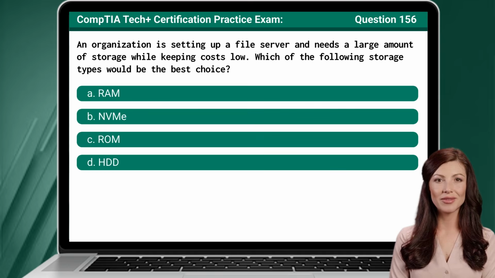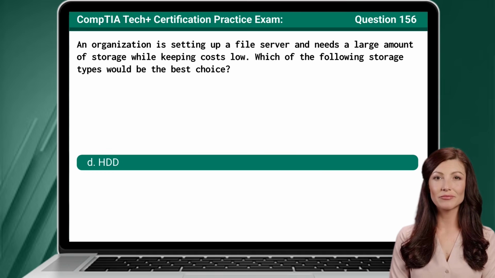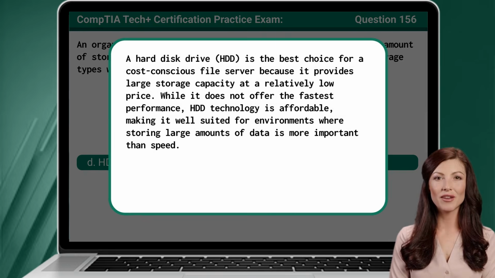The answer is D. HDD. A hard disk drive, or HDD, is the best choice for a cost-conscious file server because it provides large storage capacity at a relatively low price. While it does not offer the fastest performance, HDD technology is affordable, making it well-suited for environments where storing large amounts of data is more important than speed.